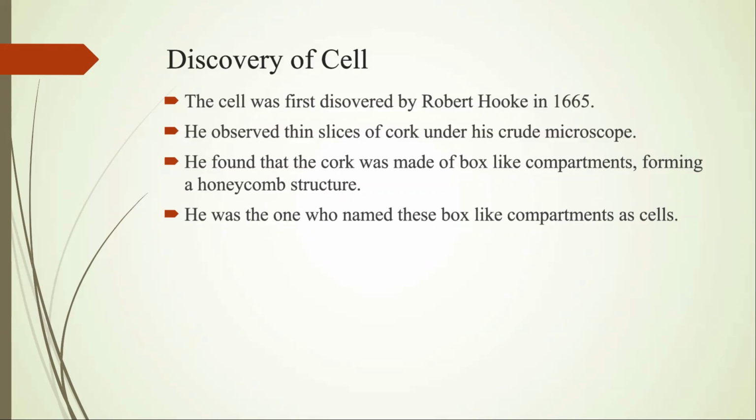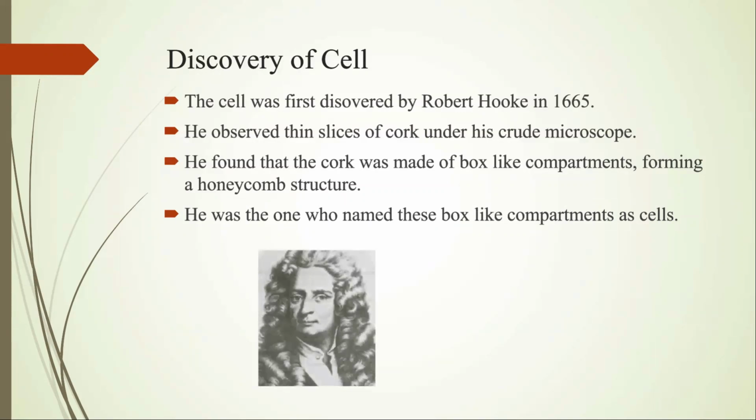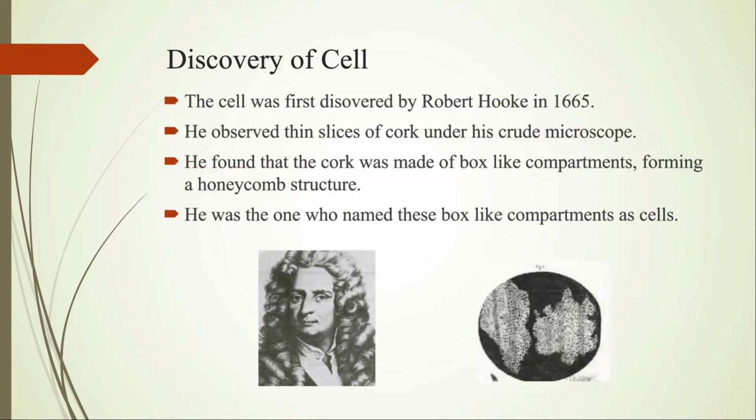So these box-like compartments were, of course, small, right? The other meaning of cell is a small room, right? So when he related them, he named these structures as cell. This is Robert Hooke, and this is the structure that he found under his crude microscope.